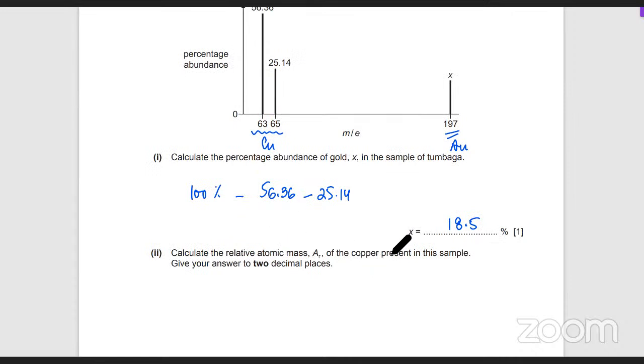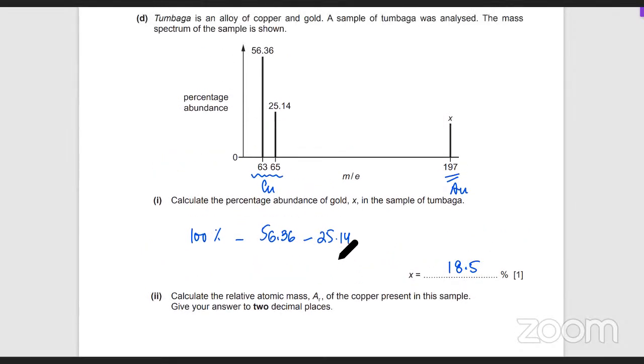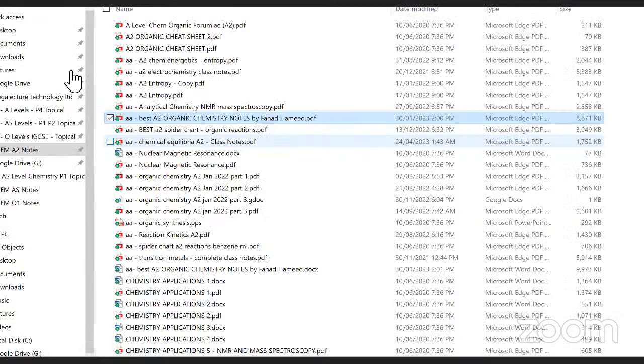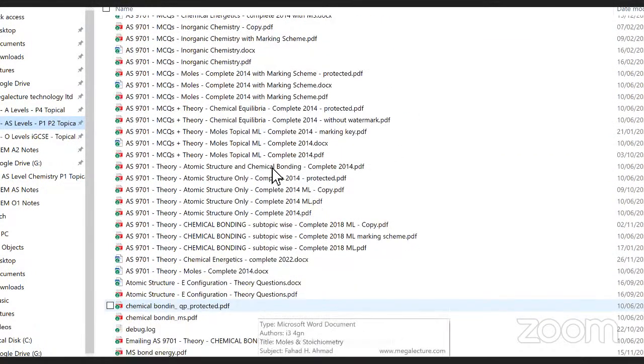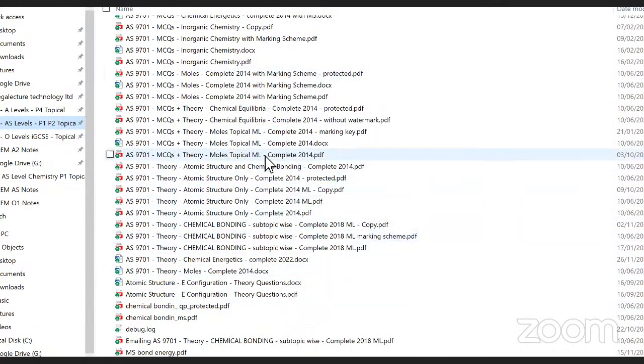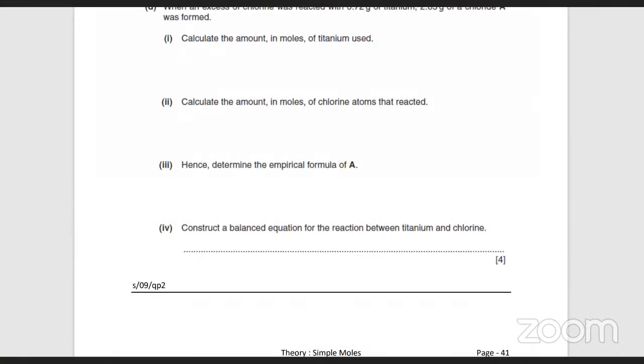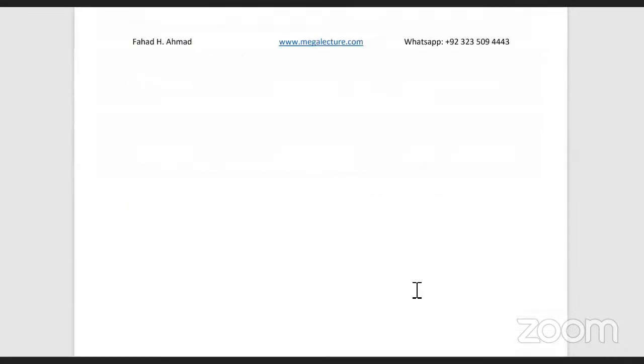Calculate the relative atomic mass Ar of the copper present in the sample. So now he's saying calculate the mass. I just opened some questions. We'll do some questions first just for practice. अच्छा, इसके अंदर I'll just do some questions related to Ar. 1 second.